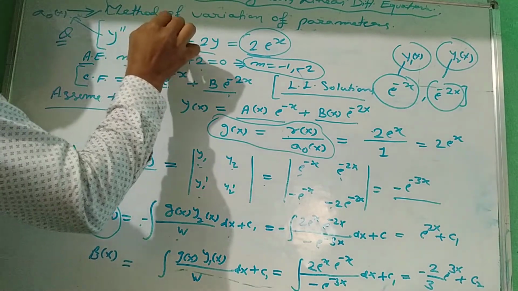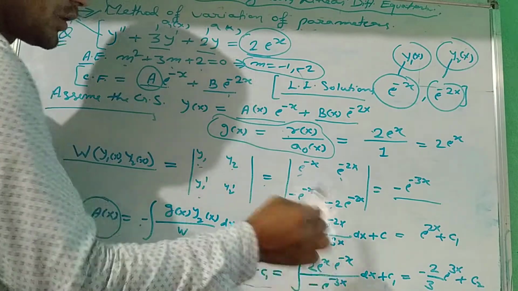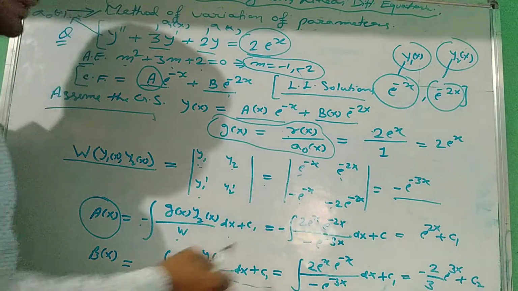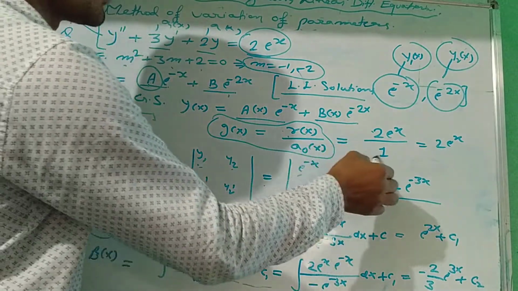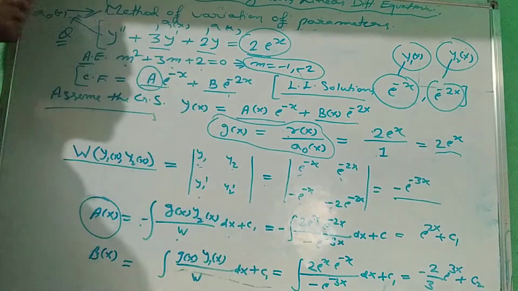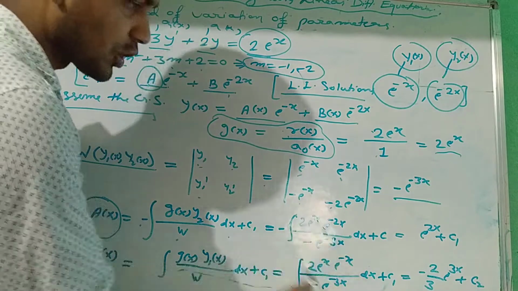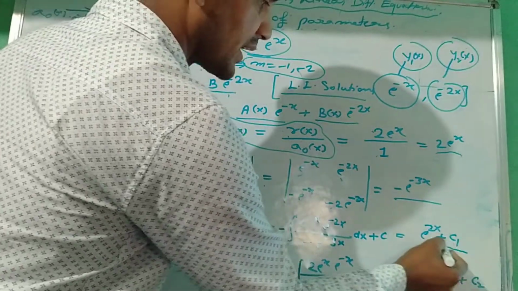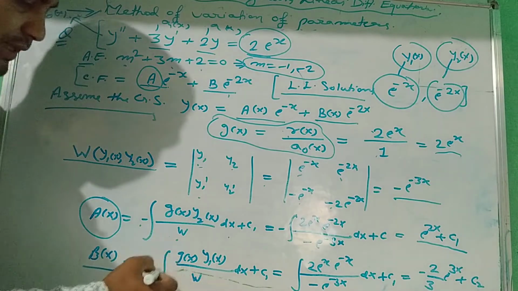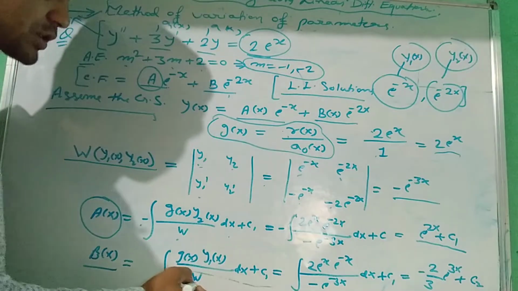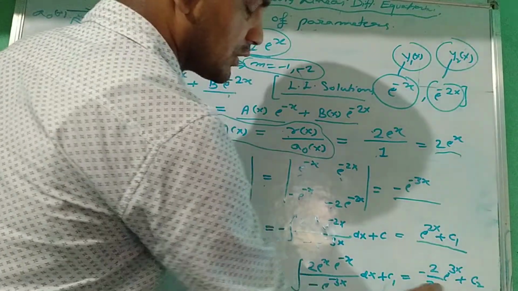This is a1(x) here, a2(x) here, and a naught x is 1. g(x) equals R(x) upon a naught x, it means the value of g(x) equals 2 e to the power x. When you put it here, and after solving this integration, we have the value of a(x) is e to the power 2x plus c1. Similarly, the value of b(x) is the integration of g(x) y1(x) upon Wronskian dx plus c2. When we put the value here, then the answer is this.